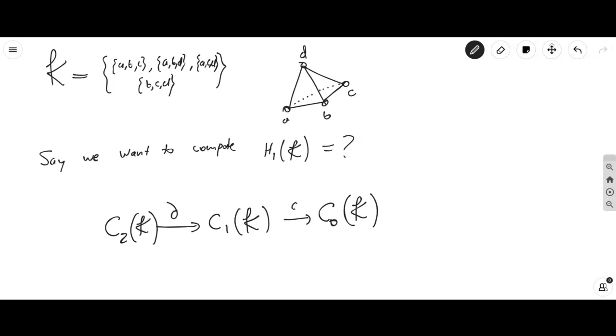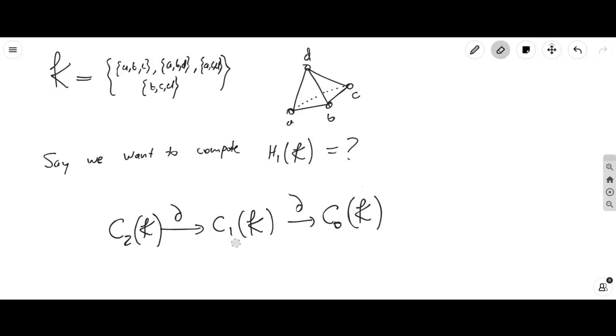We have one that goes into C0, and then we have one that comes from C2, and we have a map delta, and we have a map delta. Now, as we remarked, these are going to be isomorphic to a certain number of copies of Z. The zero-dimensional simplices are the vertices, so this would be Z to the 4. The two-dimensional simplices would be the 4 faces, so this is Z to the 4 again. And the one-dimensional simplices, you can count them, but the fast way is 4 choose 2, which is 6. So that is Z to the 6.